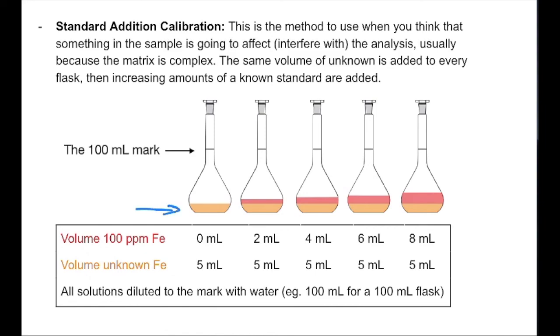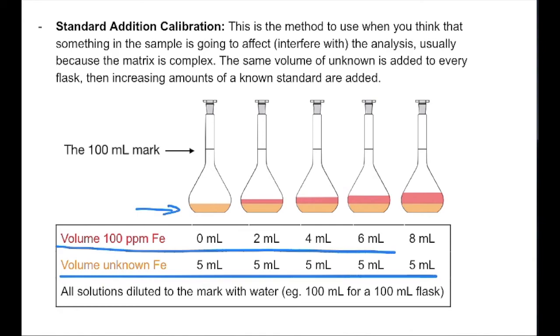So the unknown here shown in orange. And they all contain the same amount of the unknown. In this case, each of those flasks contains 5 milliliters of the unknown sample. And then the standard addition part is where you take your prepared standard, the 100 part per million iron standard, for example, and then add that in different amounts to all of the samples.